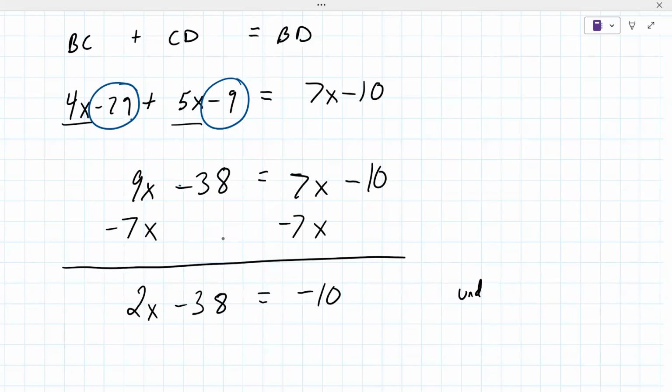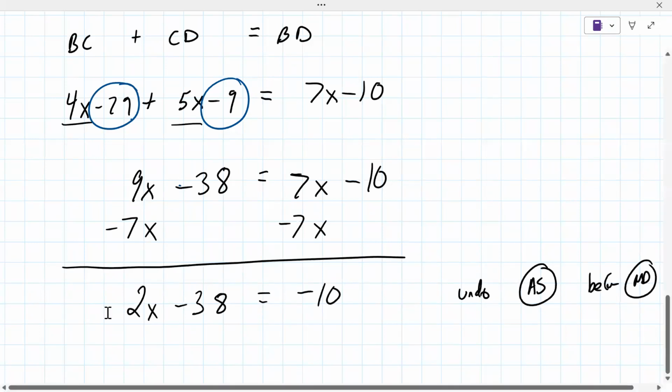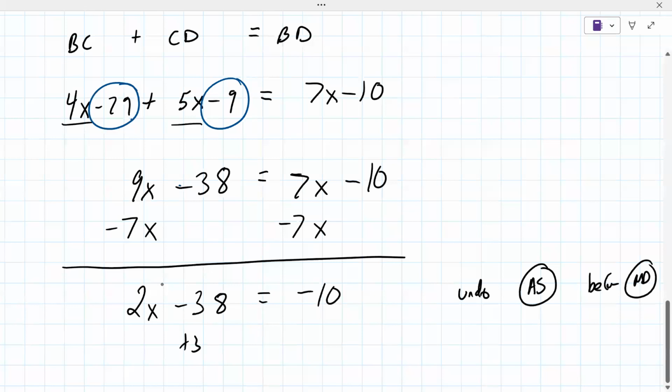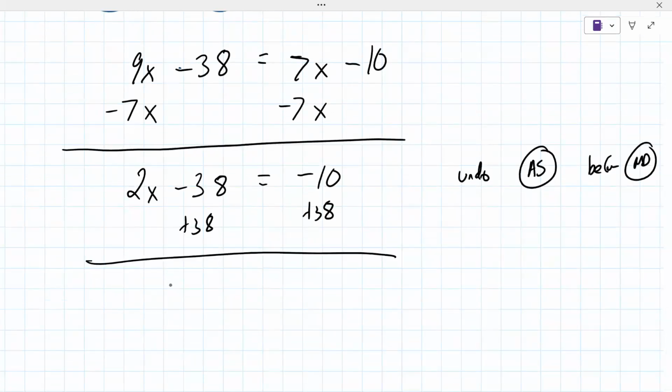So we talked about that you undo addition and subtraction before multiplication and division. Look at the side with the variable. You don't care about the other side, just the side with the variable. Okay, so you add 38. Yes, you add 38 to both sides. Give me the result on the right. What does that become? 28.